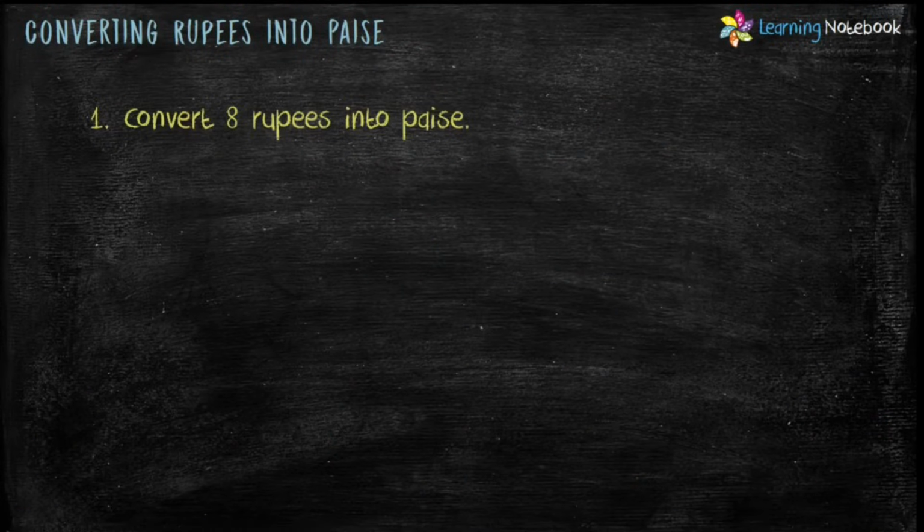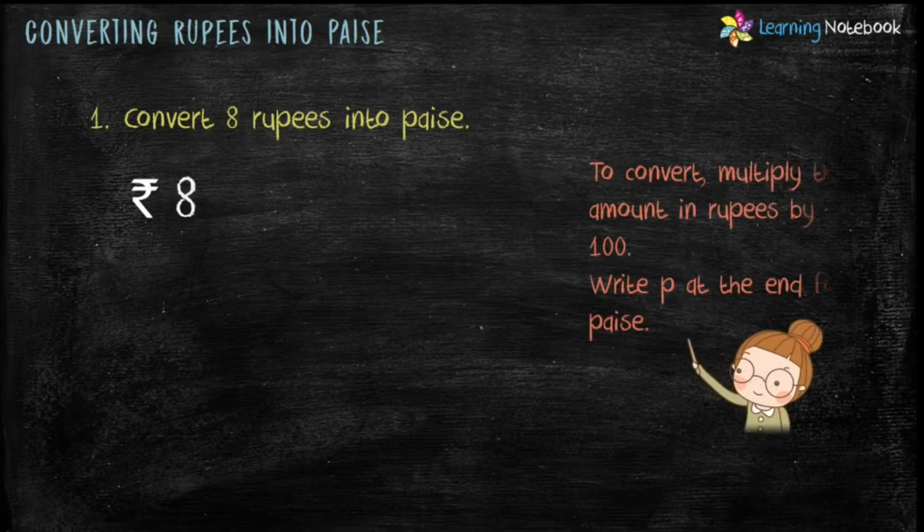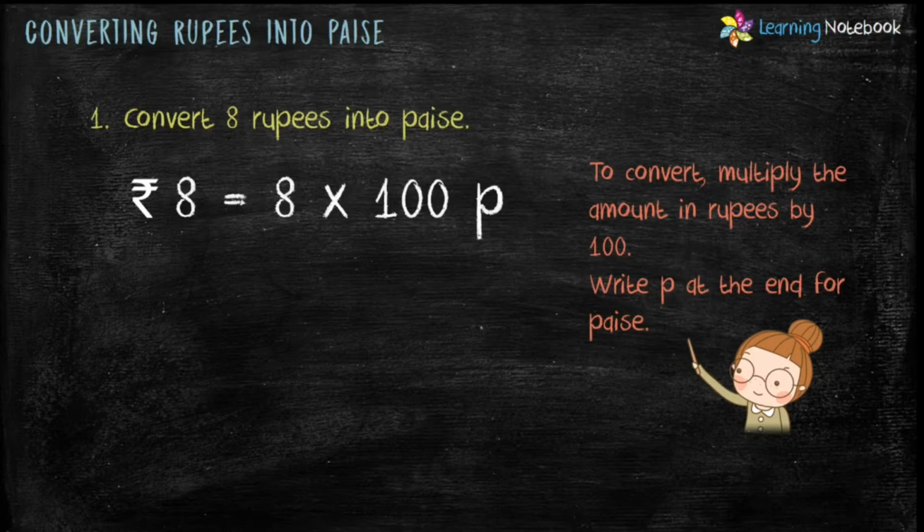Let's understand the same with help of few questions. Question 1 is convert 8 rupees into paise. Students, we are given amount in words. First write it in figures. So 8 rupees is rupees 8 in figures. Now to convert it into paise, multiply by 100. So rupees 8 equals to 8 into 100 and then write P at the end for paise. Therefore, rupees 8 equals to 800 paise.